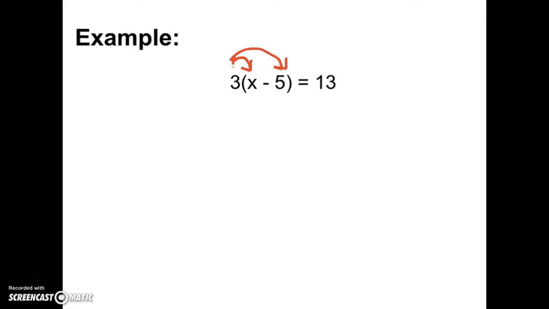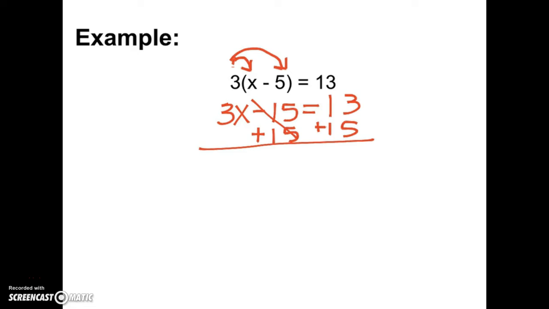Okay, so 3 times x is 3x. 3 times -5 is -15. And then we just bring everything else straight down. Okay, from here, we're solving it just like we did any of the other ones. So we want the x by itself, so we're moving everything over to the other side. So I have this -15. I have to do the opposite. Since it's -15, I'm adding 15. Okay, and -15 plus 15 is 0, so it cancels out. And then I have 3x equals 28.